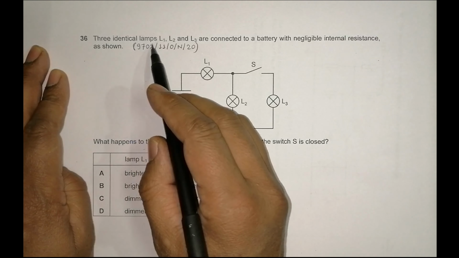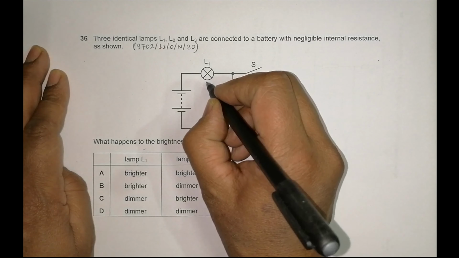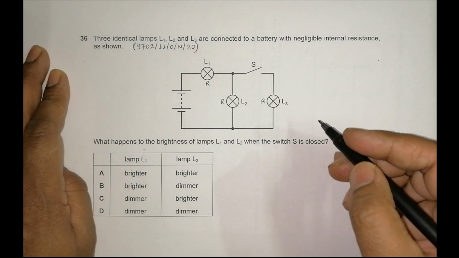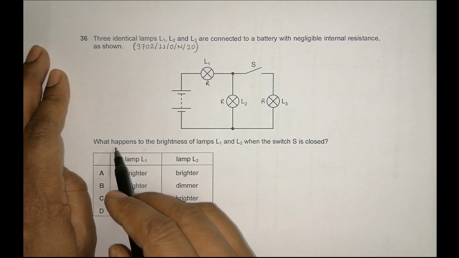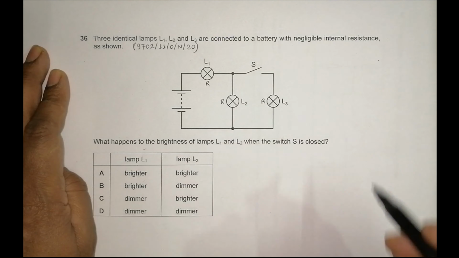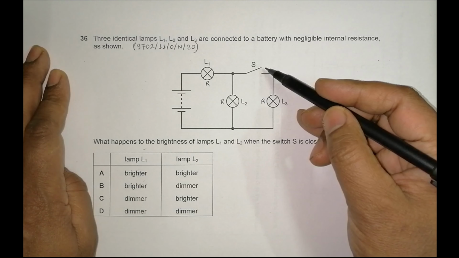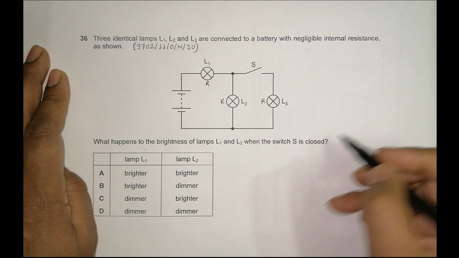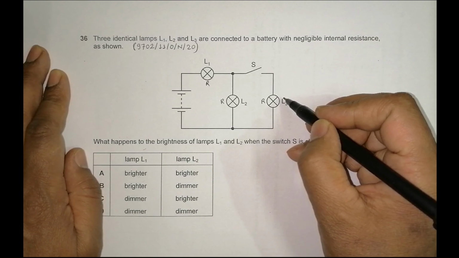So it says three identical lamps L1, L2 and L3. That means they have got equal resistances. So I like to name the resistances R as well as R, since they have been declared as identical, are connected to a battery with a negligible resistance. So what happens to the brightness of lamps L1 and L2 when the switch S is closed? So that means this switch S is determining whether this L3 is in the circuit or not. So initially S is open. So S open means that this L3 is useless.